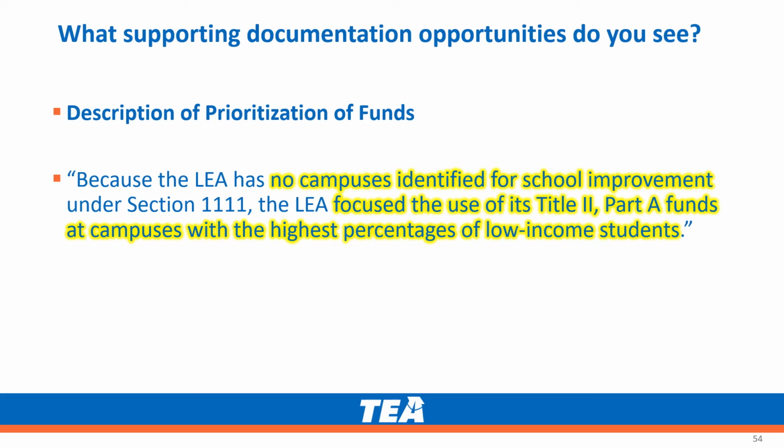Using the same method we did before, we will look for opportunities for supporting documentation. First, the section of No Campus Identified. Such documentation may come as a memo or letter on LEA letterhead stating such status. Then, a breakdown of the Title II Part A funds and their distribution to campuses based on schools with the highest percentages of low-income students.